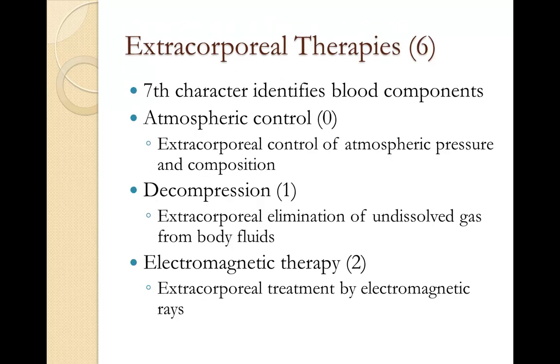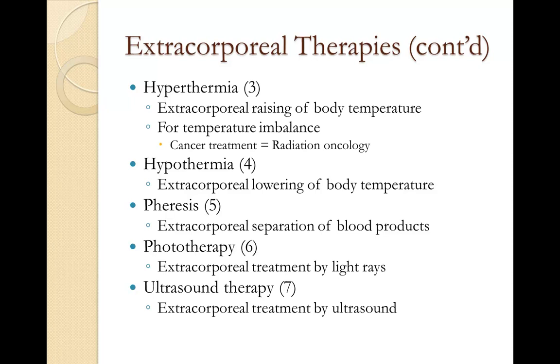Extracorporeal therapies, this is section 6. With these, our seventh character identifies the blood components, and we do actually have several root operations here. So atmospheric control, extracorporeal control of atmospheric pressure and composition, decompression, we're eliminating undissolved gas from body fluids, electromagnetic therapy, we're using electromagnetic rays, hyperthermia, we're trying to raise that body temperature. If they're doing this for cancer treatment, that actually falls under radiation oncology. Hypothermia, we're lowering that body temperature.